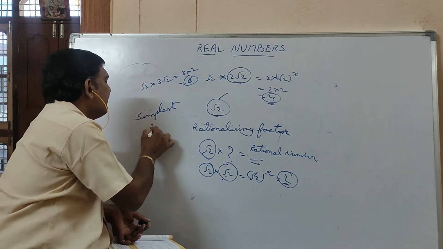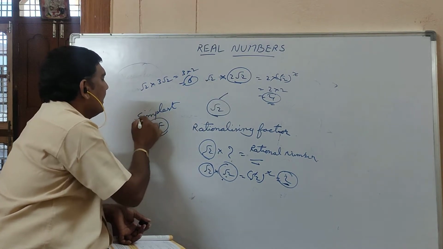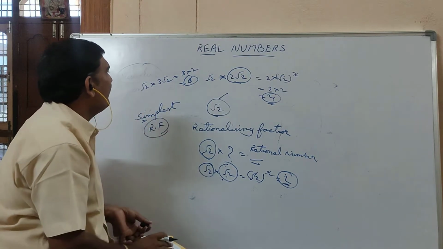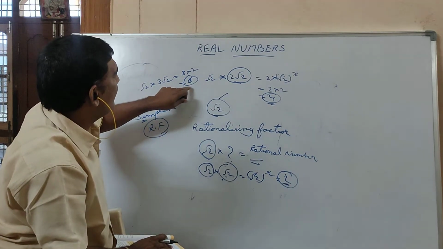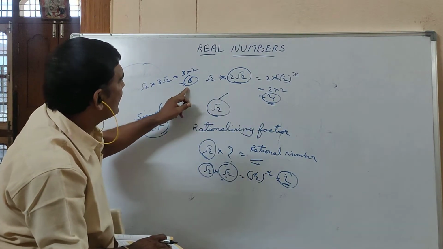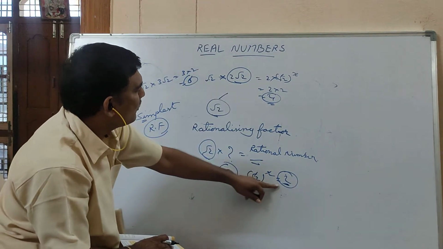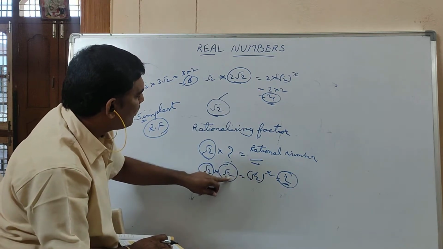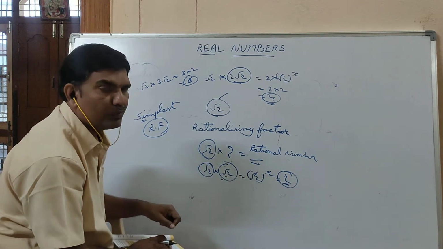What they will ask? Simplest RF. What is the meaning of simplest RF? This rational number should be very small. 2, 4, 6. Which is the small one? 2. So here this root 2 is called the simplest RF for root 2.